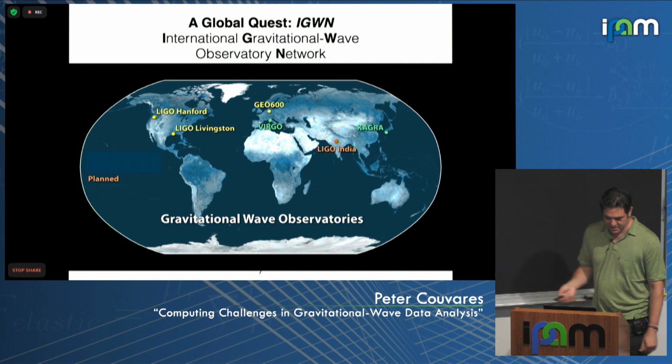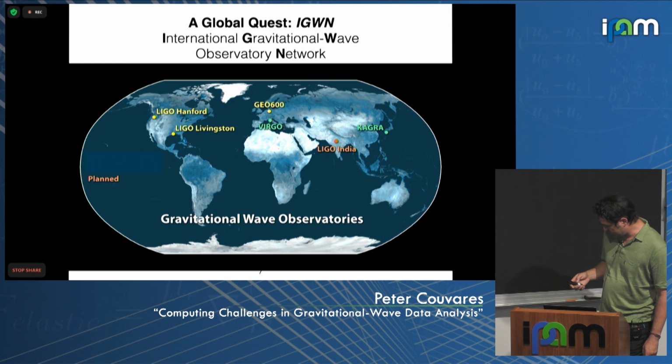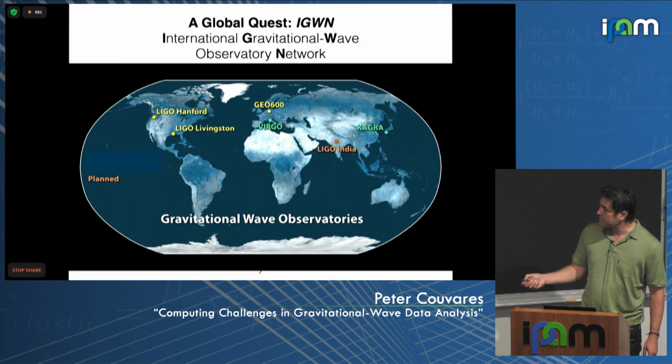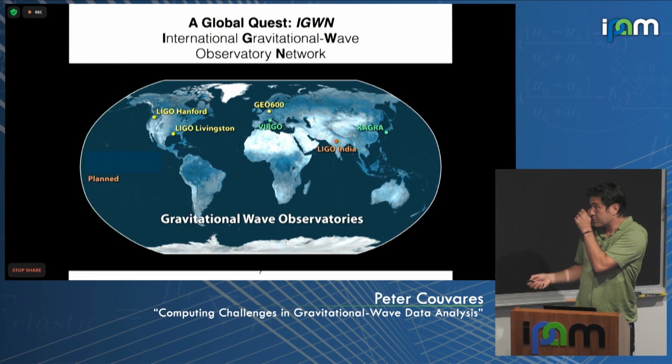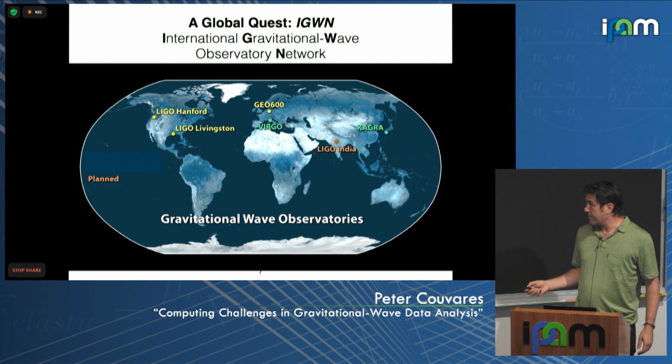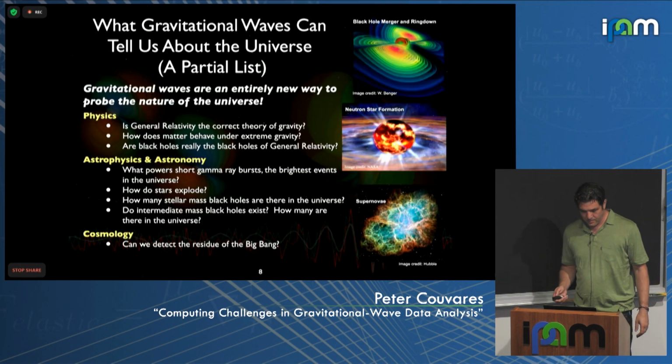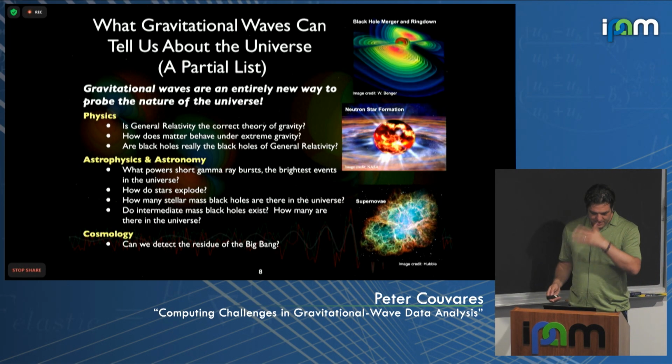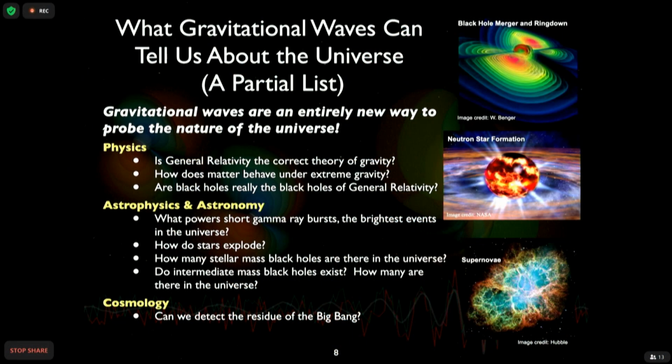But this is IGWN. It's the two LIGO observatories, the smaller GEO detector, Virgo, KAGRA under construction, and LIGO India soon to be under construction. This is what I'm going to skip through because you all know it. What can gravitational waves tell us about the universe?